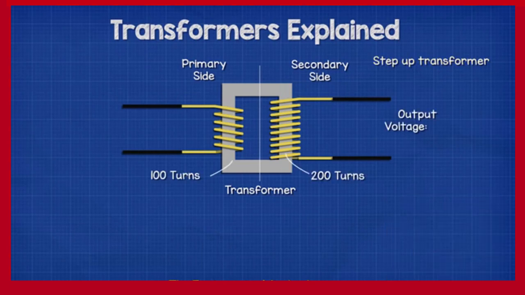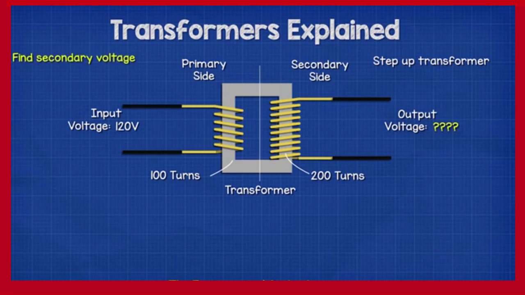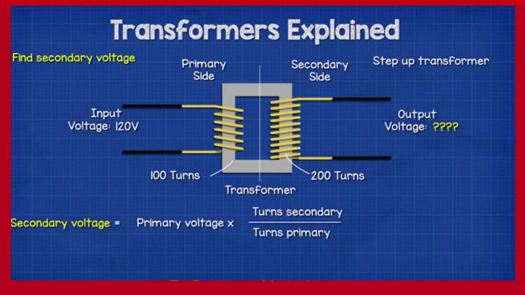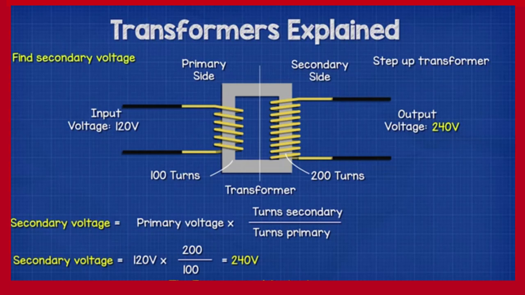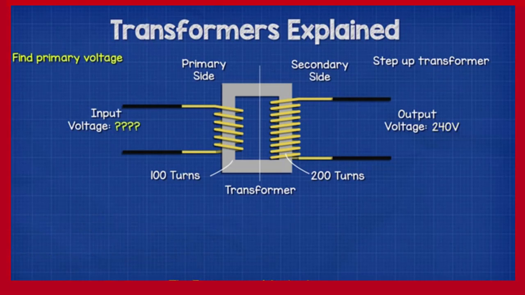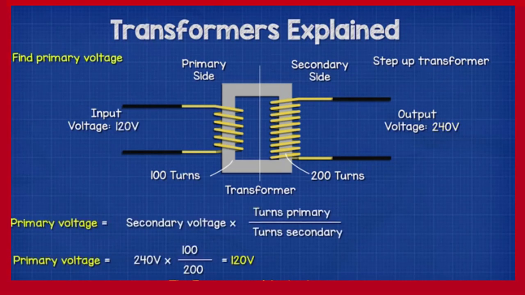If we had 100 turns on the primary and 200 on the secondary, and we supplied it with 120 volts, what voltage would we see on the secondary? Well, we can use this formula to find that out. So we see the answer is 240 volts. So this is therefore a step-up transformer. What if we only knew the output voltage and the amount of turns? Well, we could find the input voltage with this formula.